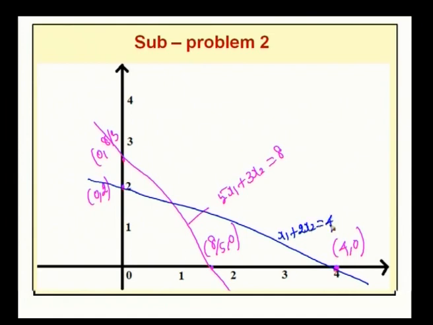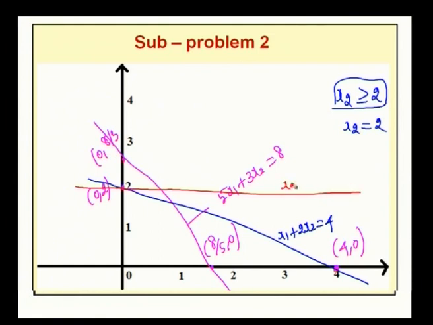In subproblem 2, the third constraint is x2 greater than or equal to 2. Now, we have to plot this curve in the graph by temporarily ignoring the inequality sign. This inequality becomes x2 equal to 2. Now, x2 equal to 2 is the curve passing through the point 2, which is parallel to the x axis. So, this is our curve x2 equal to 2.